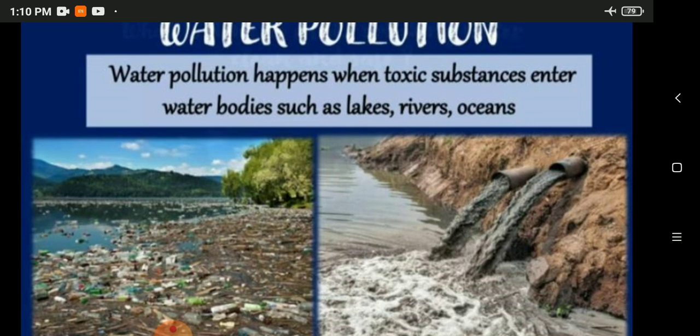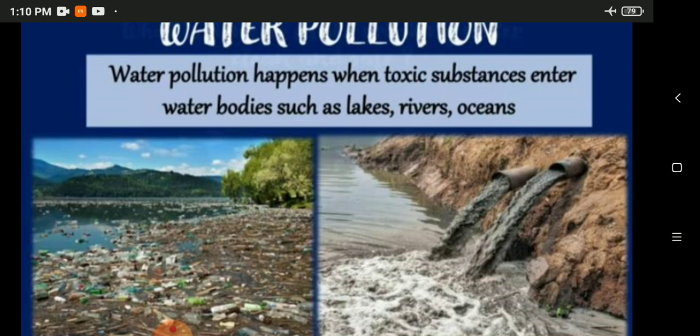While it is raining, collect some of the rainwater directly in a clean container placed in the open. Also collect some of the rainwater that is flowing over the ground. Observe and compare the two. Which one is clear? What difference do you see? What is the reason for that?